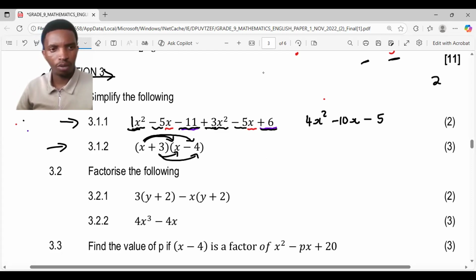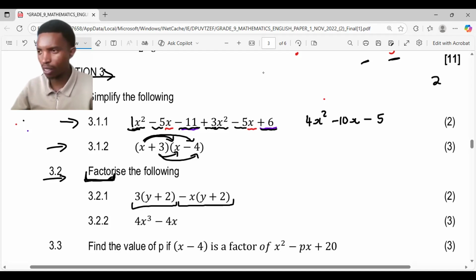Okay, let's continue now. For 3.2, they're saying factorize. Whenever they say factorize, I'm going to look for what? For factors, right? A factor is something that is common for both or all the terms. So now looking at these two terms, this term here and that term there, what's common? What's our factor there? What do you guys see that is common?